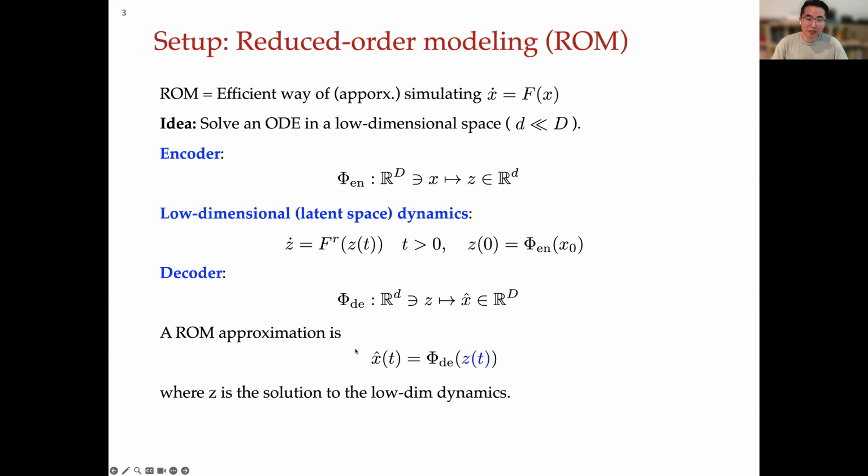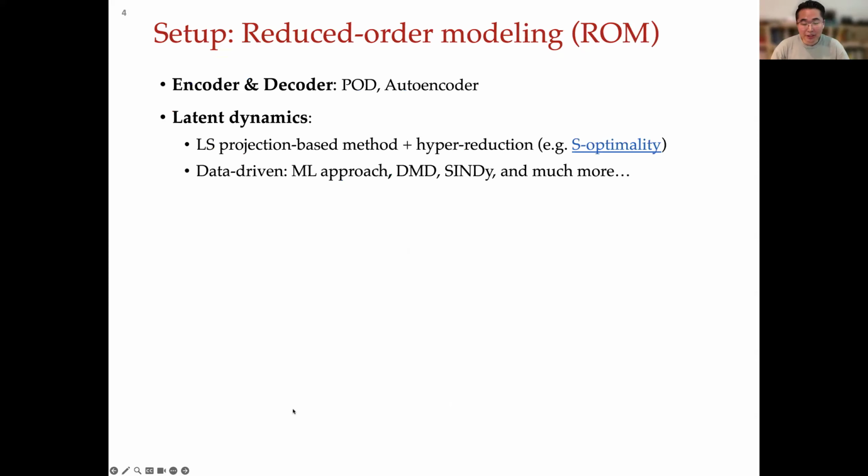So that's the general reduced order modeling framework. Then the question is, how do you build the encoder, decoder, and the latent dynamics? So yeah, reduced dimension gives you computational advantage. So popular approaches may be categorized into two parts. One is the encoder, decoder, which is how do you reduce the high-dimensional object into a smaller one? So this may be thought of as dimension reduction techniques.